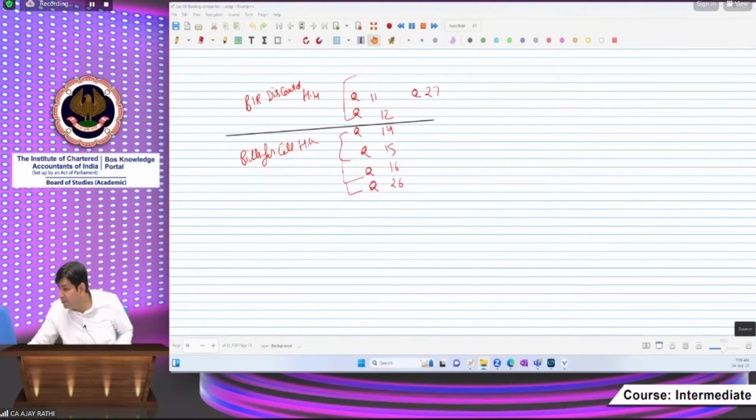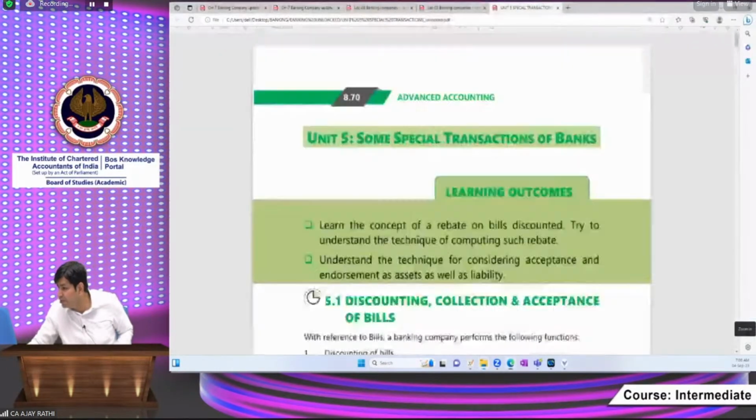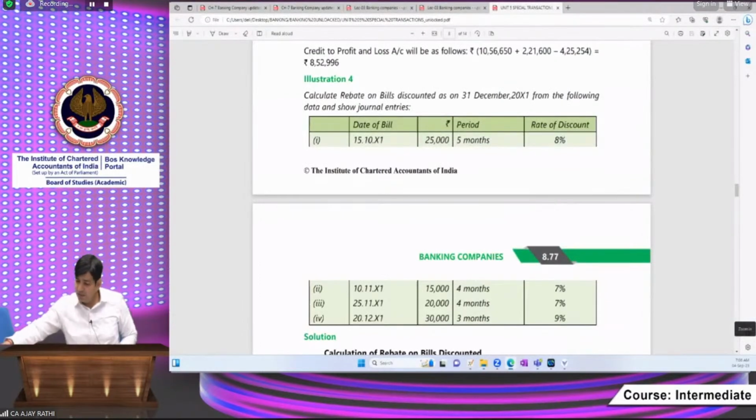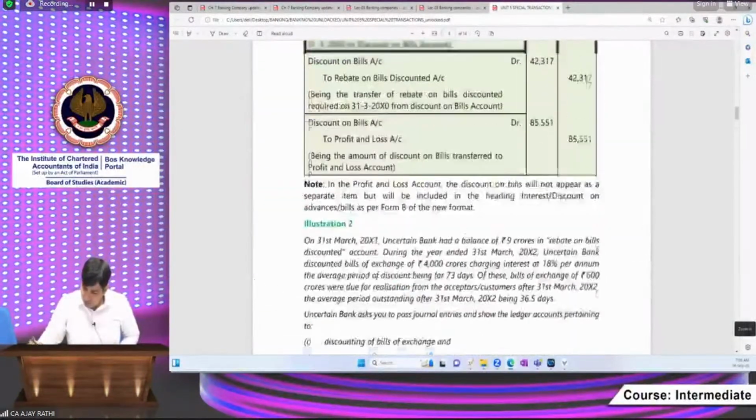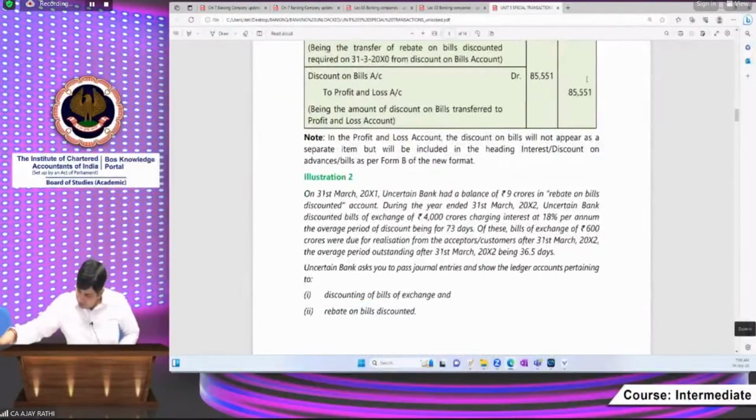Illustration number 1, special transaction. Okay. Illustration number 1, you want to ask. Okay. Don't worry. Don't worry. 9 crore. I think the same is the question in our book also. Wait a minute. Same question in our combined PDF also. Wait a minute.